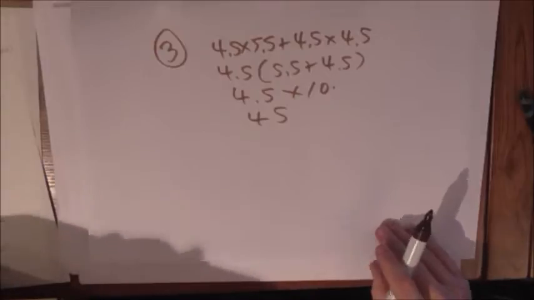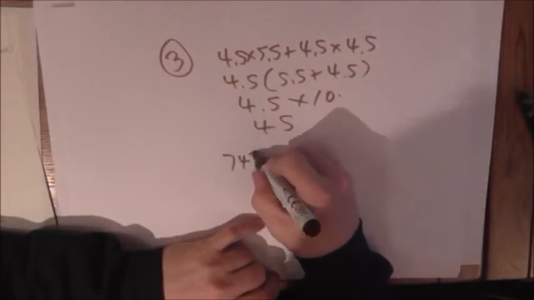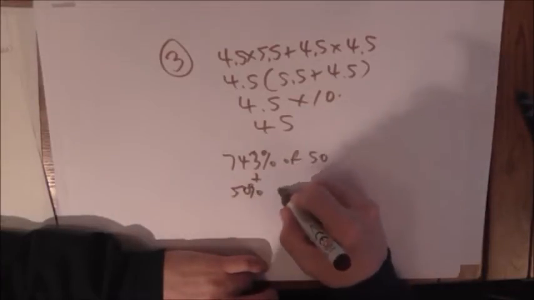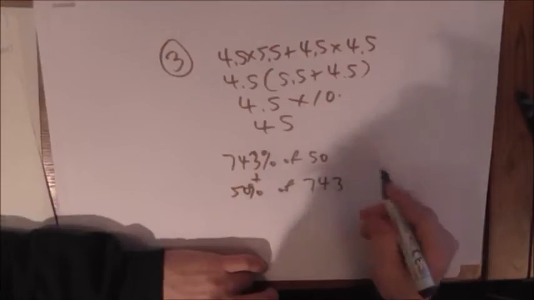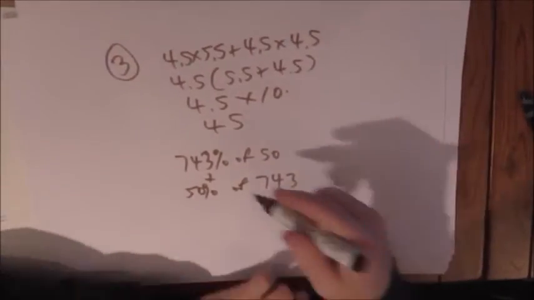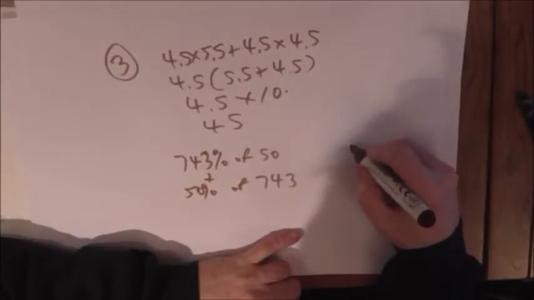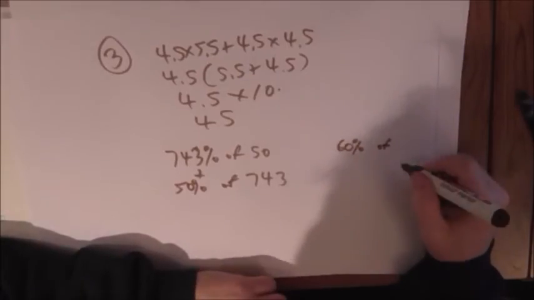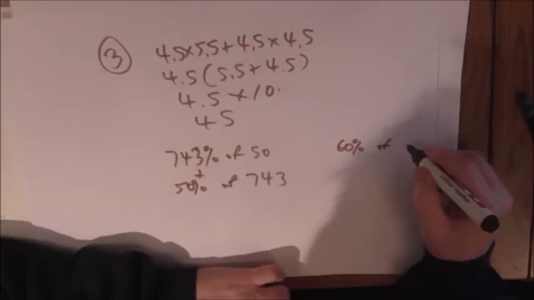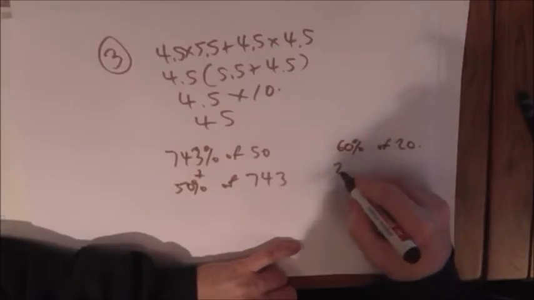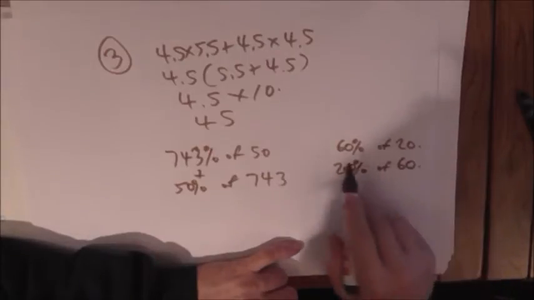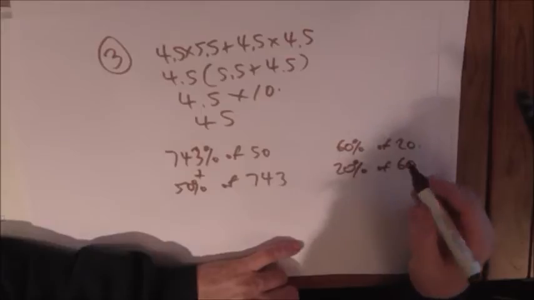Now, question number 4. What's 743% of 50 plus 50% of 743? Well, what's special about that is that these are just reverses of each other. So I'm going to now use the smaller and simpler strategy. 60% of, let's say, 20 plus 20% of 60. Let's see if anything nice happens there. 60% of 20, well 10% is 2, so 60% is 12. 20% of 60 would be 12.